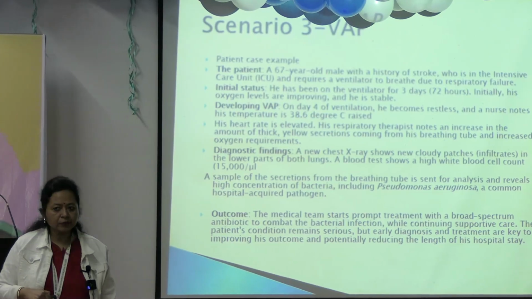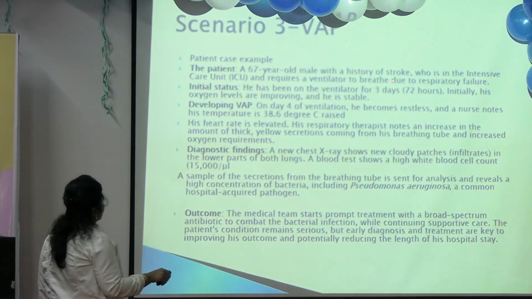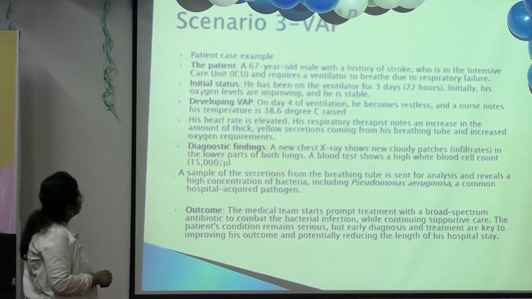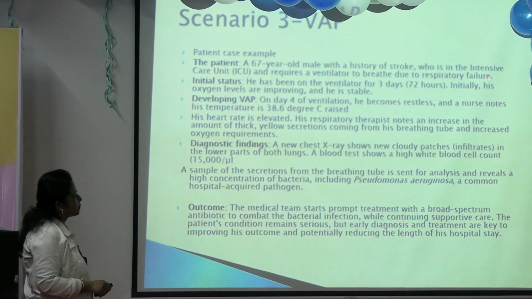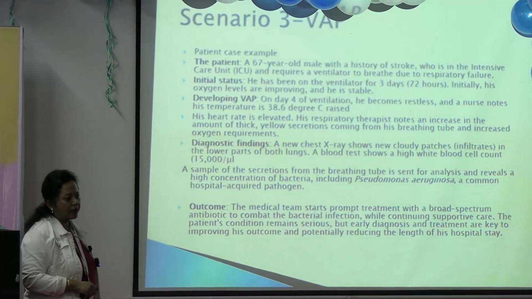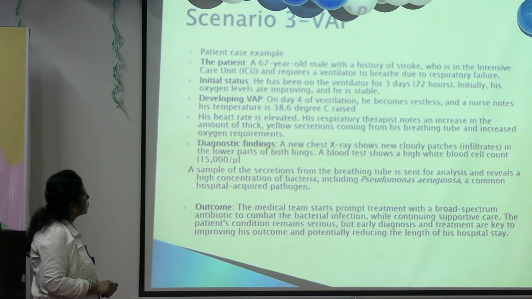So let us see this case. This is a 67 year old male, history of stroke, who is in the intensive care unit, ICU, and requires a ventilator to breathe due to respiratory failure. Okay. And then what happens? Initial status, he has been on a ventilator for 3 days, 72 hours. Initially his oxygen levels are improving and he is stable.